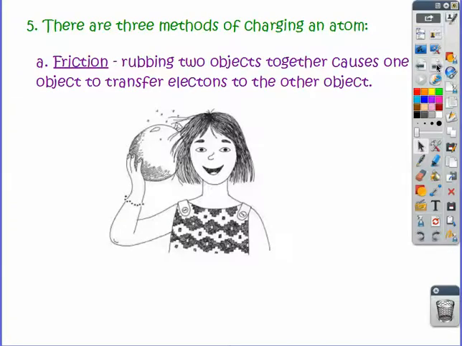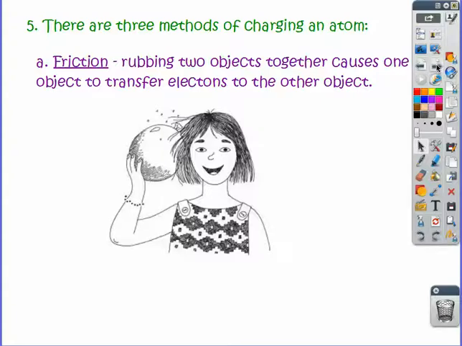We have three different methods of getting an atom or an object to gain a charge. The first of which is friction. This is what happens when you walk around your house in sock feet on the carpet. There's friction between your feet and the carpet, and so some electrons are transferred from the carpet to your feet, or vice versa. And now you have a buildup of a charge on both of those objects. One has gained electrons and become negatively charged. The other one gave up electrons and becomes positively charged. Either way, one object has a negative charge, one object has a positive charge.